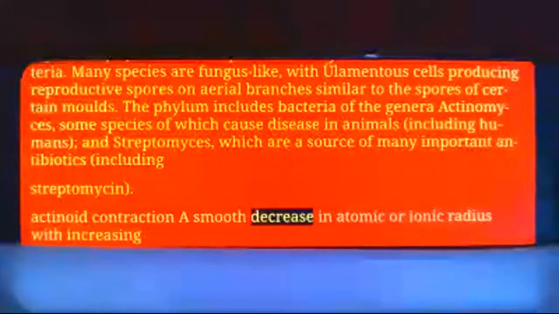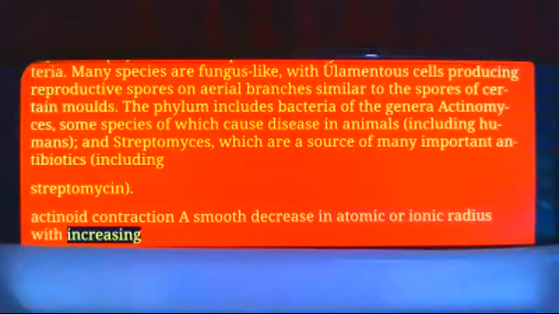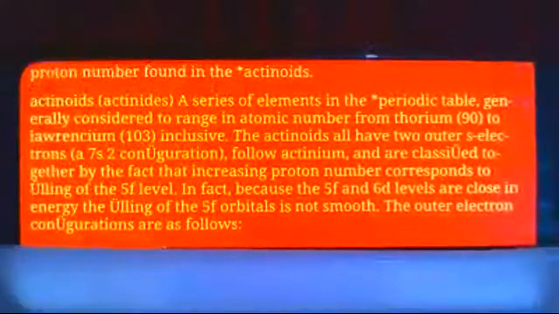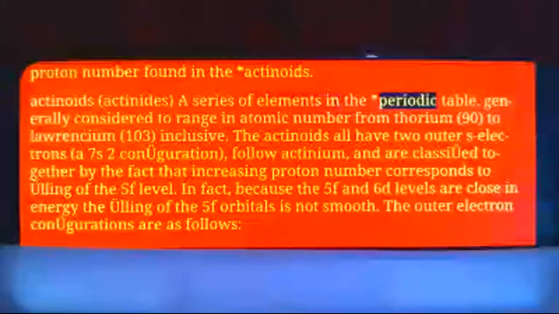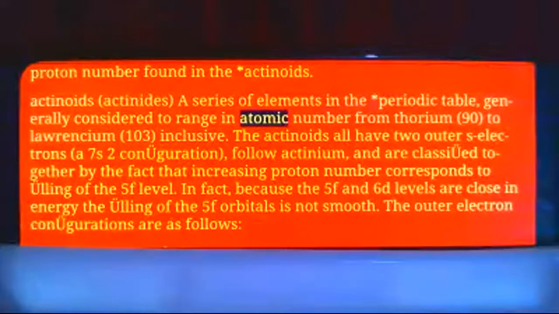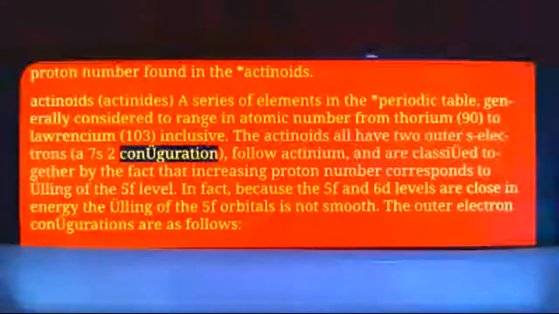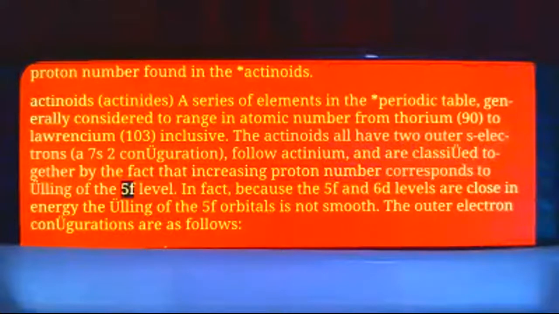Actinoid contraction, a smooth decrease in atomic or ionic radius with increasing proton number found in the actinoids. Actinoids, actinides, a series of elements in the periodic table, generally considered to range in atomic number from thorium-90 to lawrencium-103 inclusive. The actinoids all have two outer s electrons, a 7s2 configuration, and follow actinium. They are distinguished by the fact that increasing proton number corresponds to filling of the 5f level. In fact, because the 5f and 6d levels are close in energy, the filling of the 5f orbitals is not smooth. The outer electron configurations are as follows.